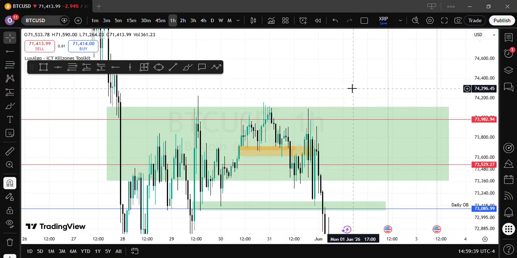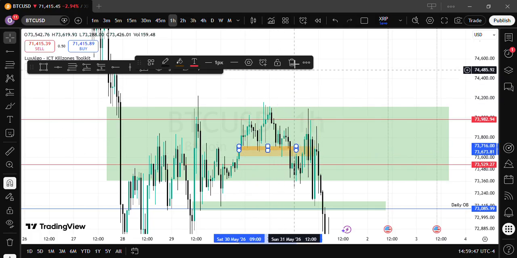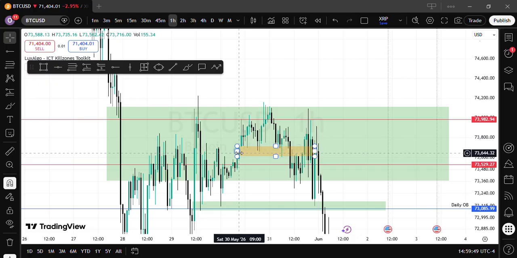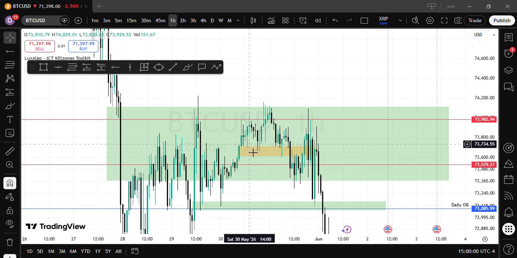Yesterday was Sunday, right? Now look at this fair value gap. Let me delete this orange, right? You can see price came into it, went up, came into it, went up, then boom, it invalidated this fair value gap. We're on the 1 hour time frame.